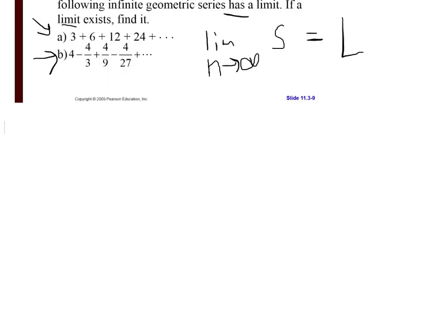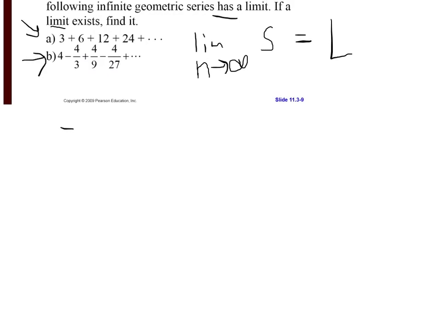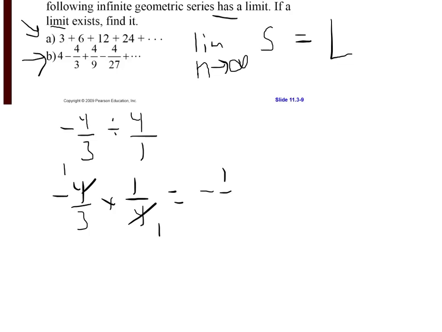So what we're going to do is decide on the common ratio for part B. So I have negative 4 over 3 divided by 4 over 1. So that's negative 4 over 3 times 1 over 4. That is negative 1/3. So my common ratio is negative 1/3. So that means since the absolute value of that is less than 1, it'll have a sum or a limit.